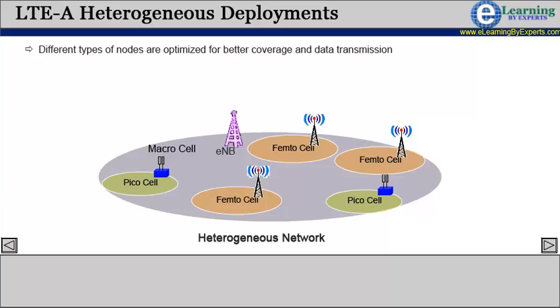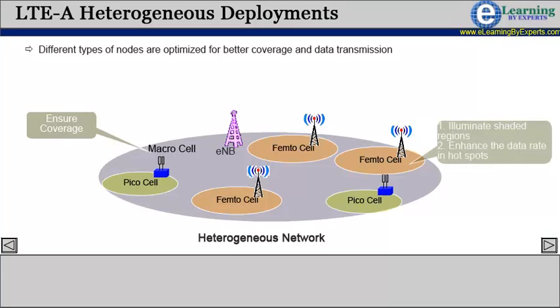These are networks which are built up by a macro cell, MC, to ensure coverage, and by picocells, PC, and femtocells, FC, to illuminate shaded regions or to enhance the data rate in hot spots. All cells are using the same frequency and more severe interference scenarios do exist compared to single-layer deployments.